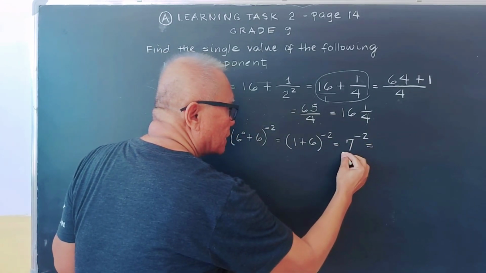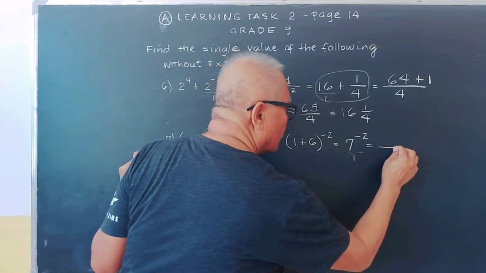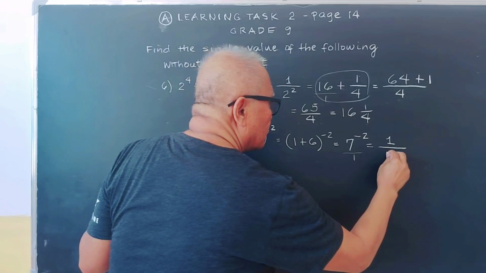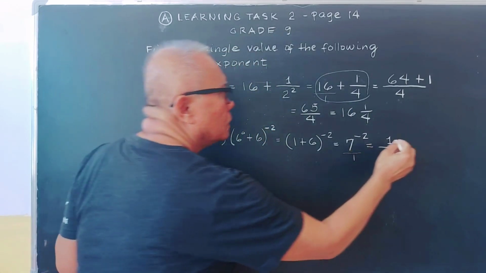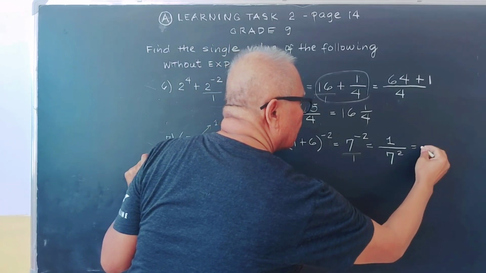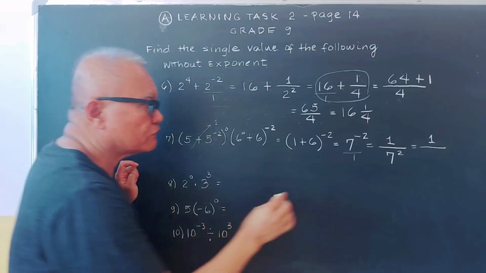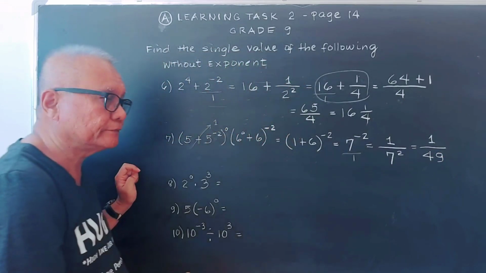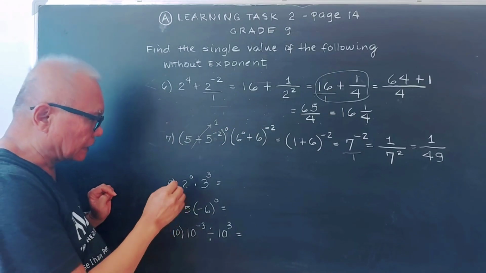So, nasan ba siya? Nasa itaas, baba. Okay. Lagyan ng 1 sa itaas. At dito yung 7, positive na yung 2. And finally, we have 1. And then 7 times 7 is 49. That's the final answer. Number 8, madali rin.